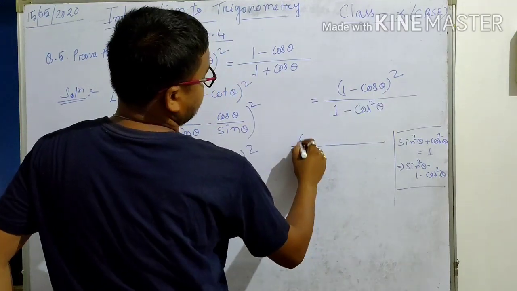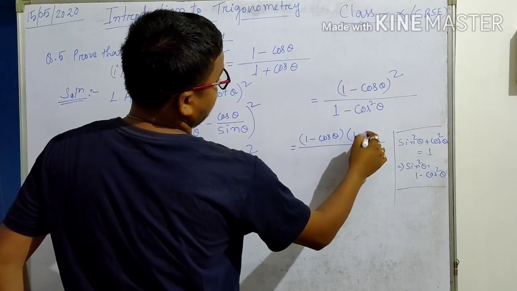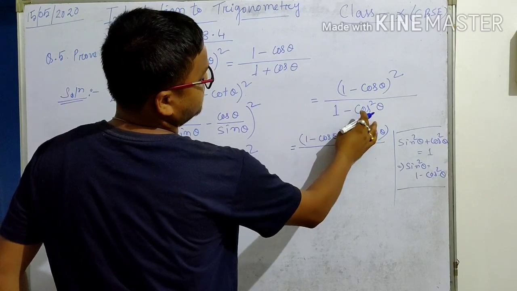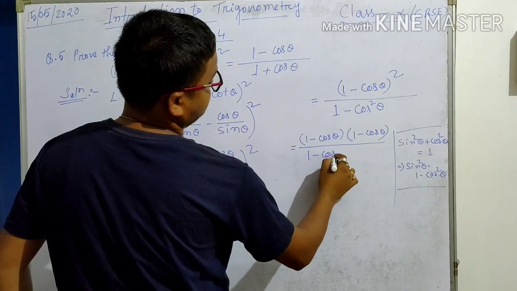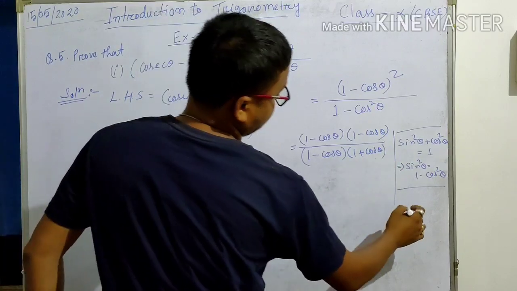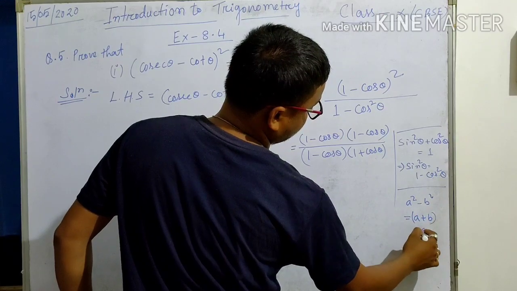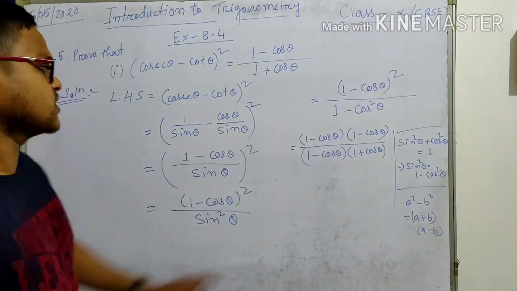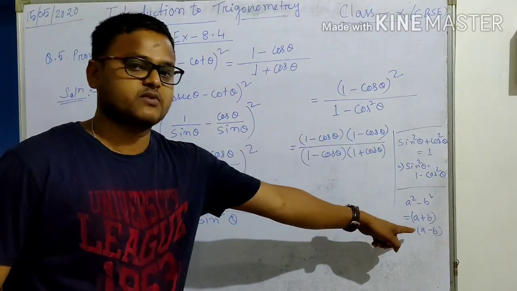Now we can write the numerator square this way: (1 minus cos theta) and (1 minus cos theta). Then a square minus b square means (a plus b) into (a minus b). So here you will get (1 minus cos theta) and another will be (1 plus cos theta), because 1 minus cos square theta, where 1 means 1 square, is a square minus b square.